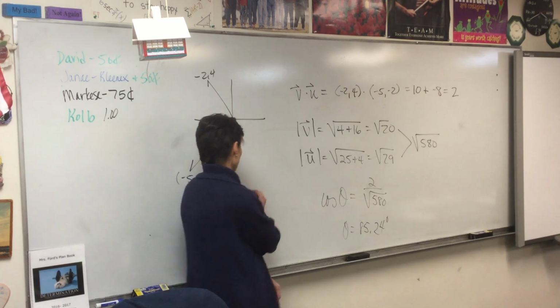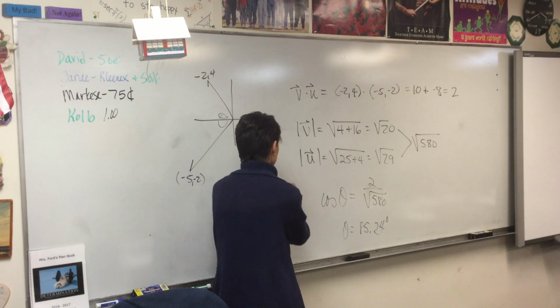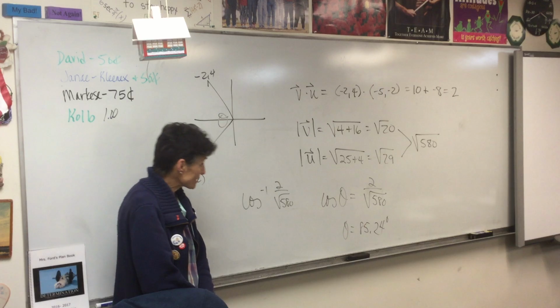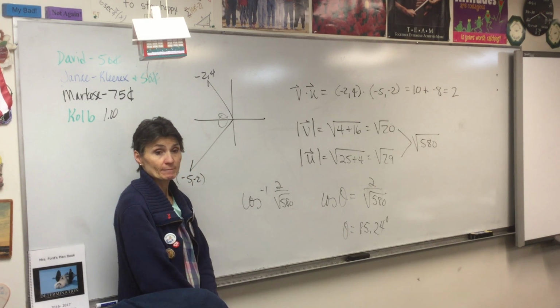Second cosine, you're going to press second cosine 2 over the square root of 580, and it should say 85.24 degrees. Right?